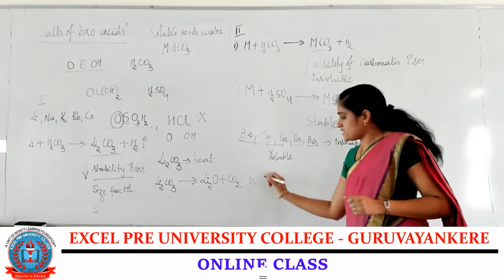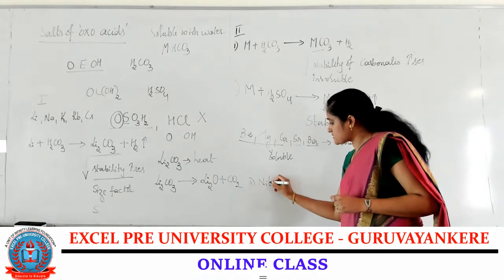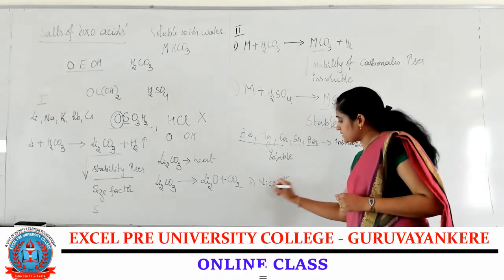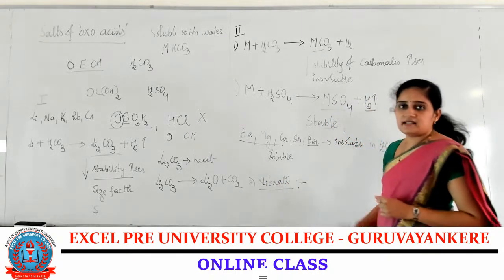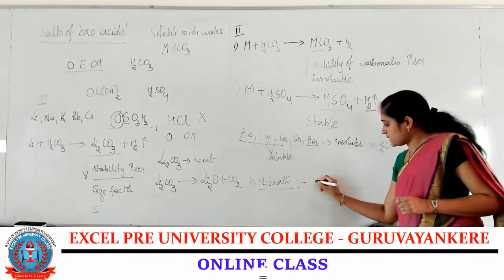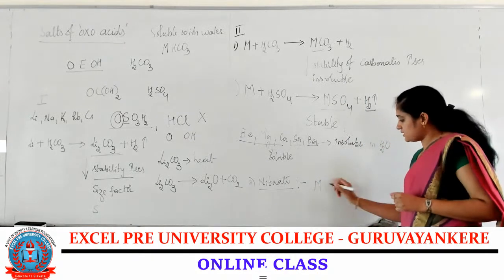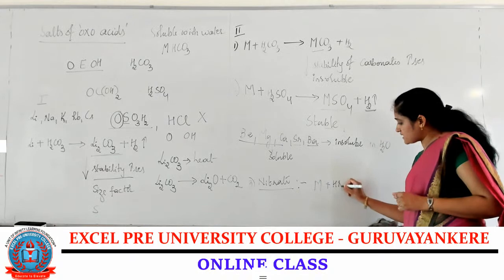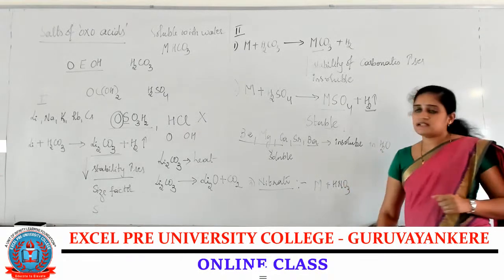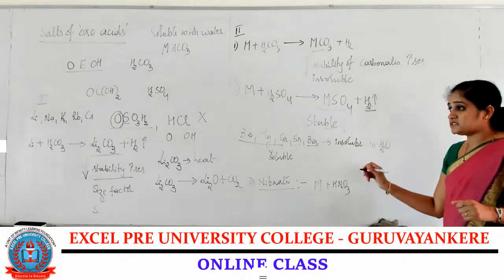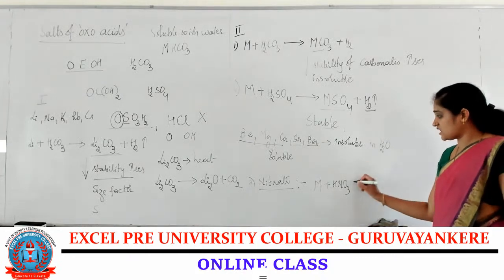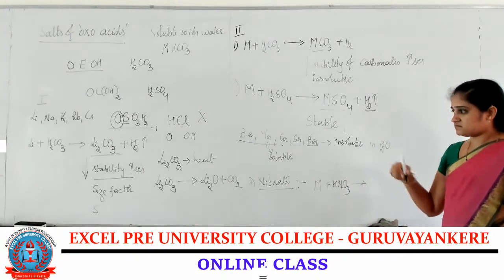Third one is nitrate salts. All these metals reacting with nitric acid, all these metals reacting with nitric acid, which one is it?